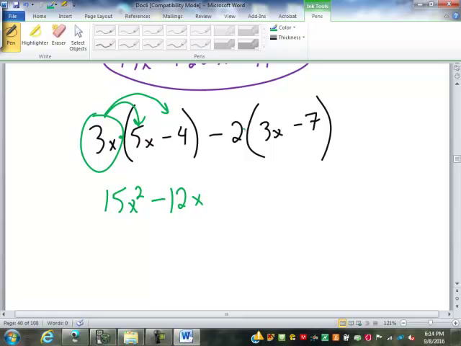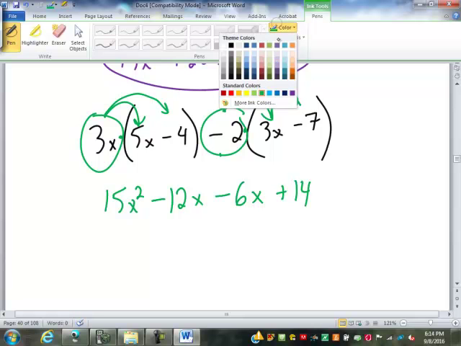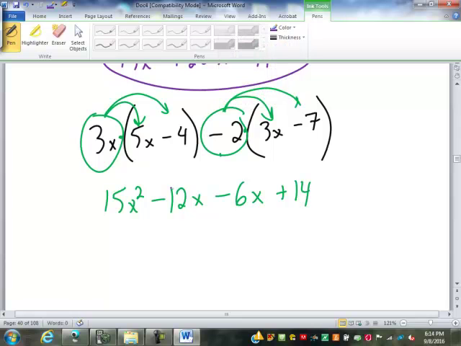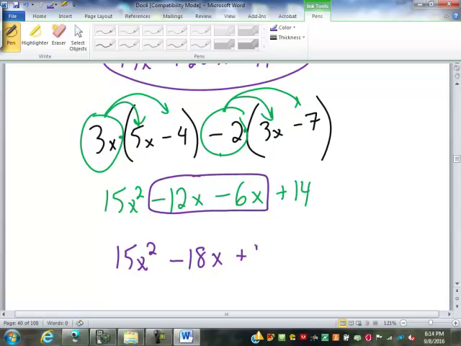Now here's the part most people mess up. The second set of parentheses is not multiplied by 2. Multiplied by negative 2. Negative 2 times 3x is negative 6x. Negative 2 times negative 7, positive 14. So now there's nothing to combine with the 15x squared. But we do have negative 12x and negative 6x, make it negative 18x. And then positive 14.